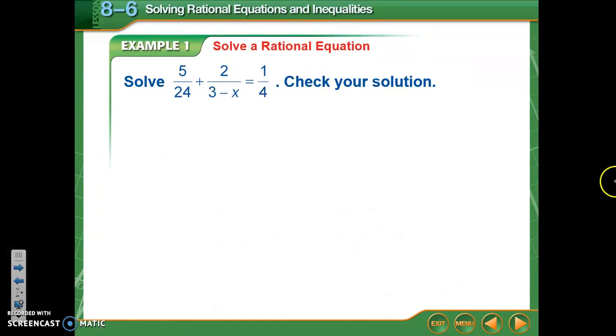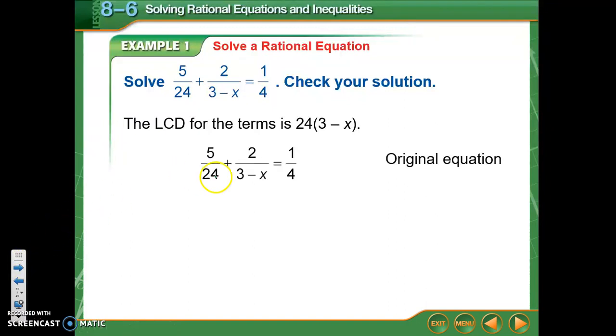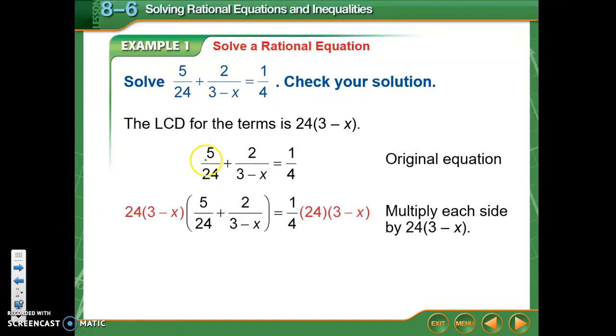So let's look at this first example. 5/24 plus 2/3 minus x equals 1/4. So the least common denominator is the least common multiple of the denominators, just like we did back in section 2. Since 4 is a factor of 24 already, my LCD is just 24 times the quantity of 3 minus x. So here's my original equation, and then what I'm going to do is multiply each side by my least common denominator. Right, and since this side has two terms, I have to distribute my least common denominator to both terms.